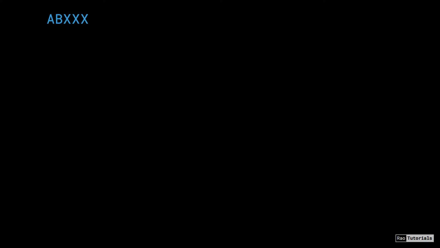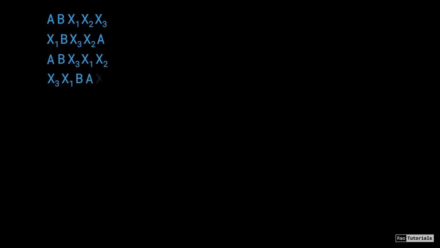Now since we are familiar with the permutations of distinct things, let us mark these identical things with subscripts 1, 2 and 3 so that we can identify them distinctly. And now as we have 5 distinct things, we can arrange them in 5 factorial, that is 120 ways.